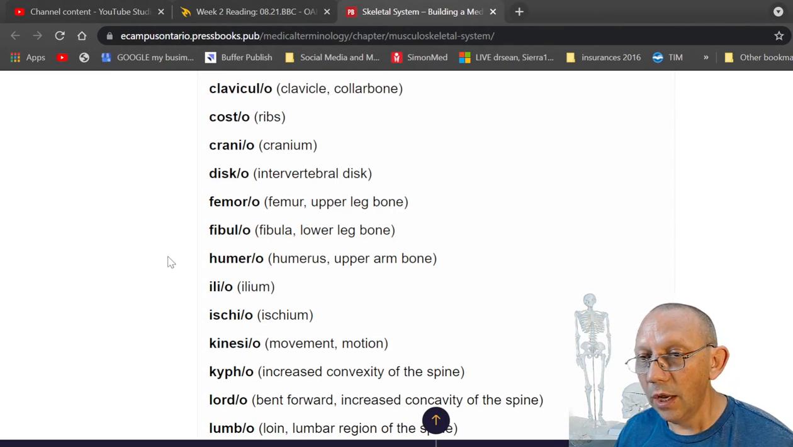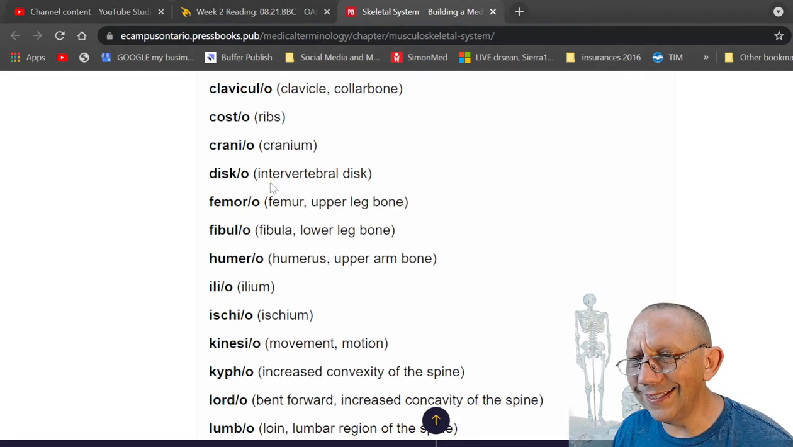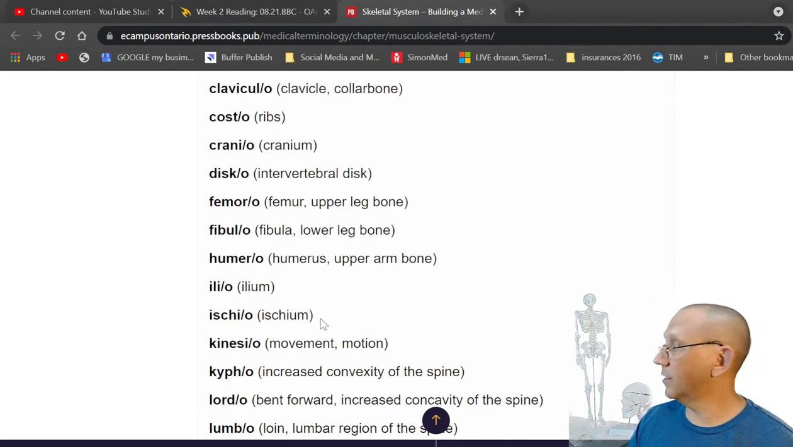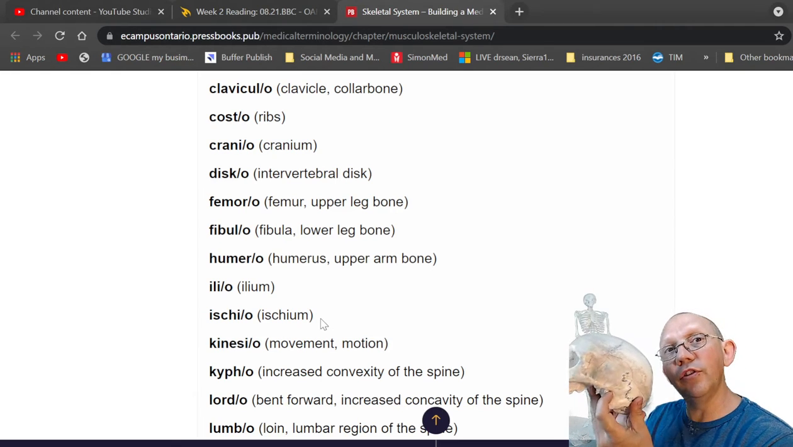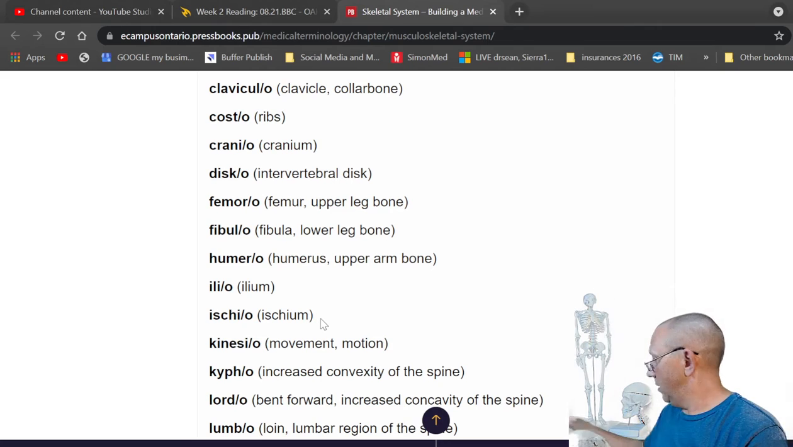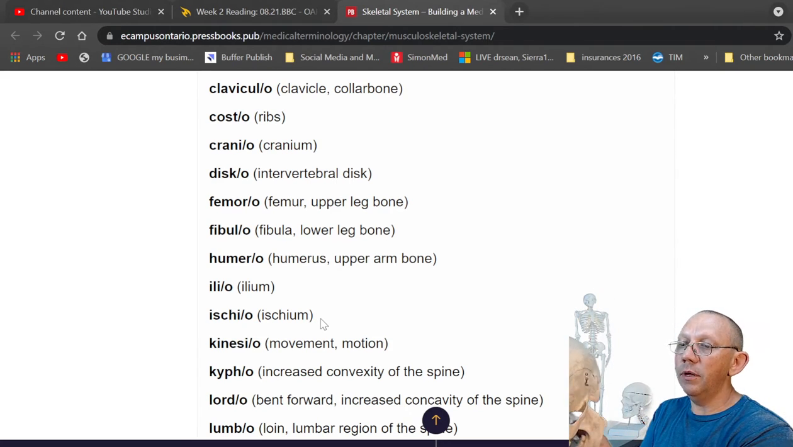Okay, go through those. Fibulo, what is this? Disc. Disco is intervertebral disc. It could be any disc. There's also a disc in here in the jaw called the temporal mandibular joint. So temporal, and then mandible, TMJ.